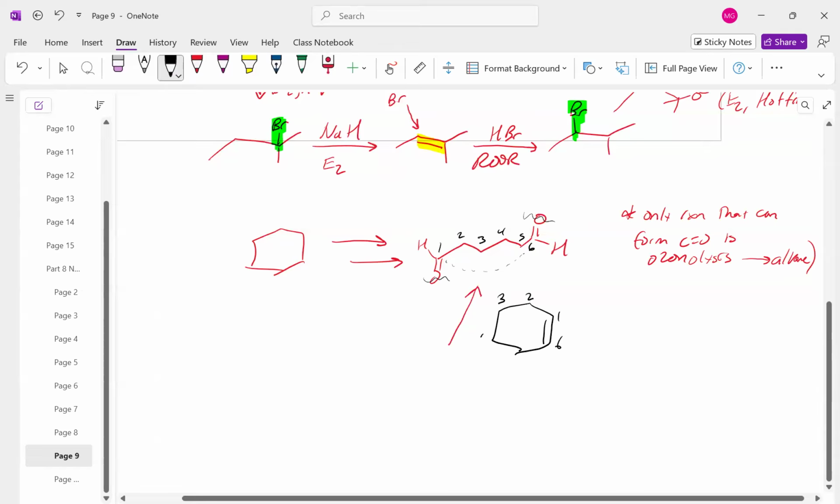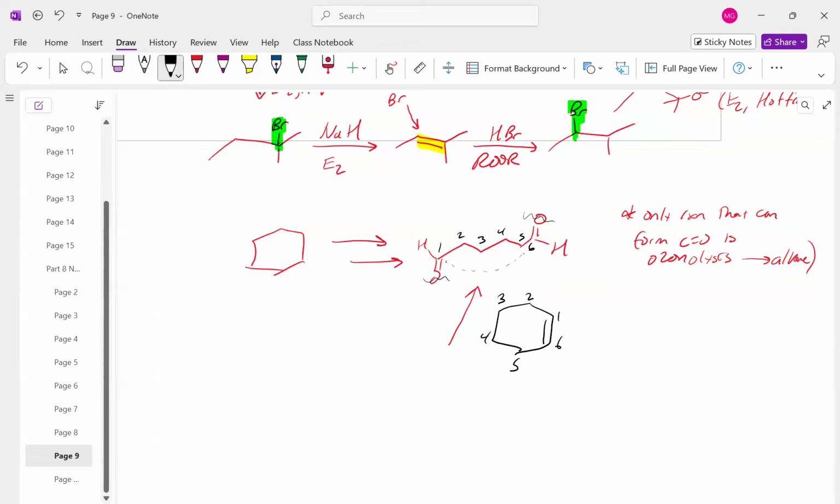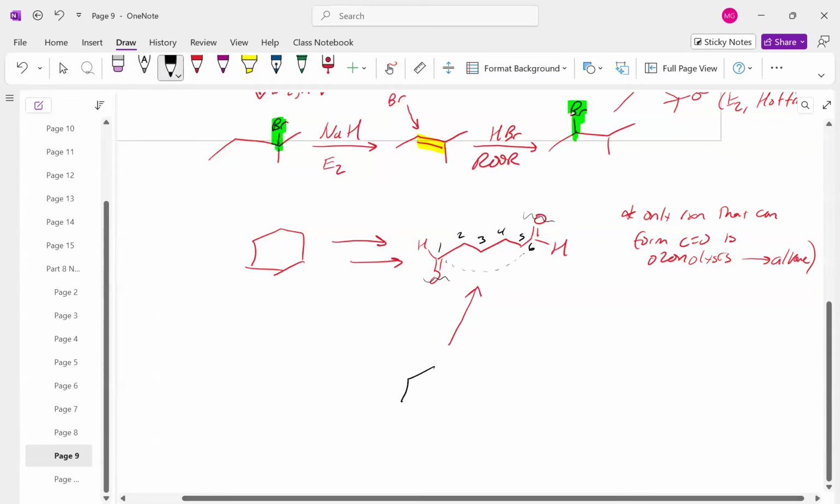And there's 2, 3, 4, and 5. And actually, I should have drawn that down here. There we go. And I'm just going to put down the conditions for an ozonolysis.